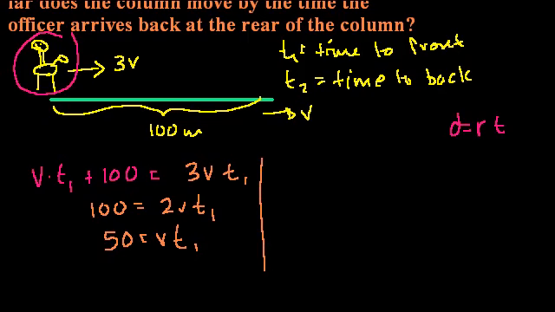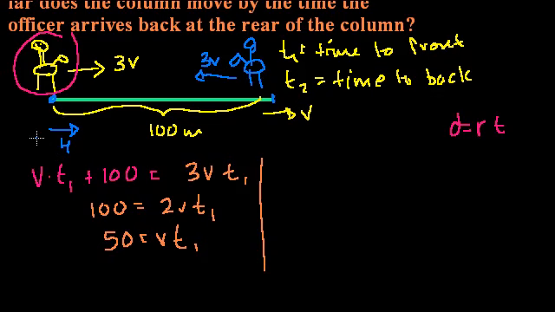All right, I'll switch colors to ease the monotony. Okay, time to back. So now we're in the opposite situation where the guy has gotten here. He turns around, I'd argue immediately, and he goes back with a velocity of 3v. So my question to you is, he starts out here, and relative to him, he's going this direction at a velocity of 3v, and the back of the column is moving towards him with a velocity of v, right?